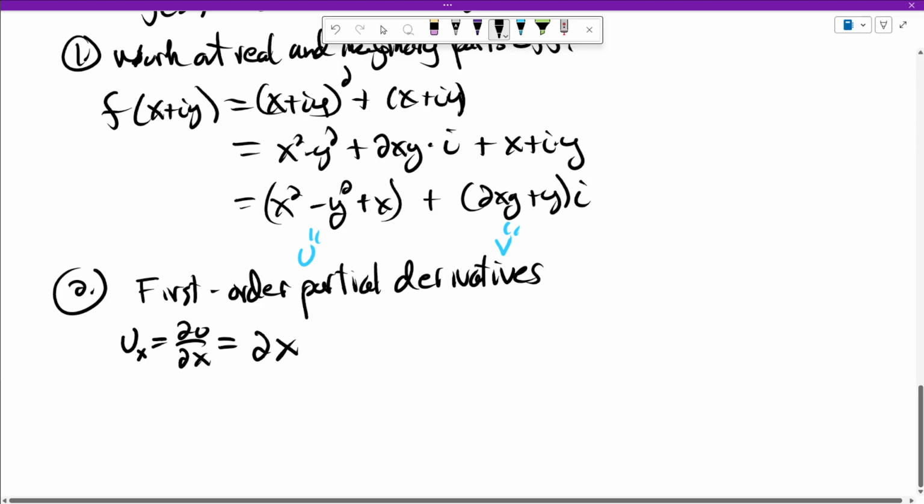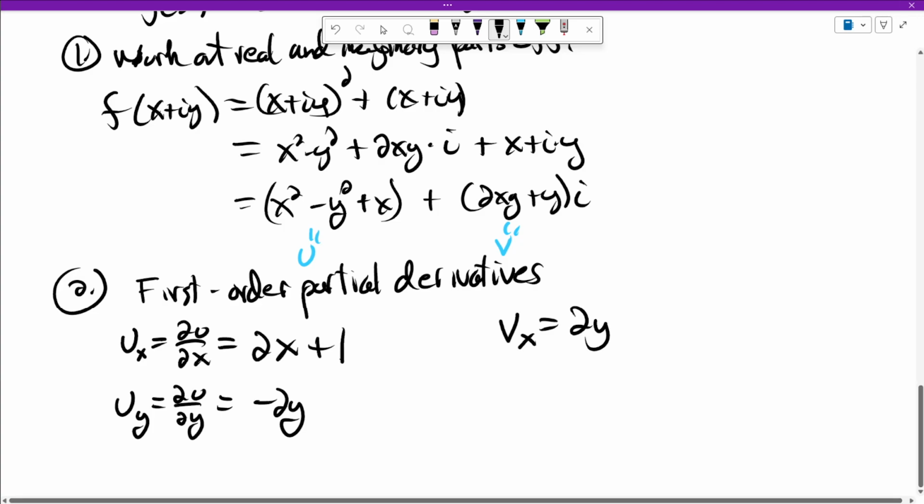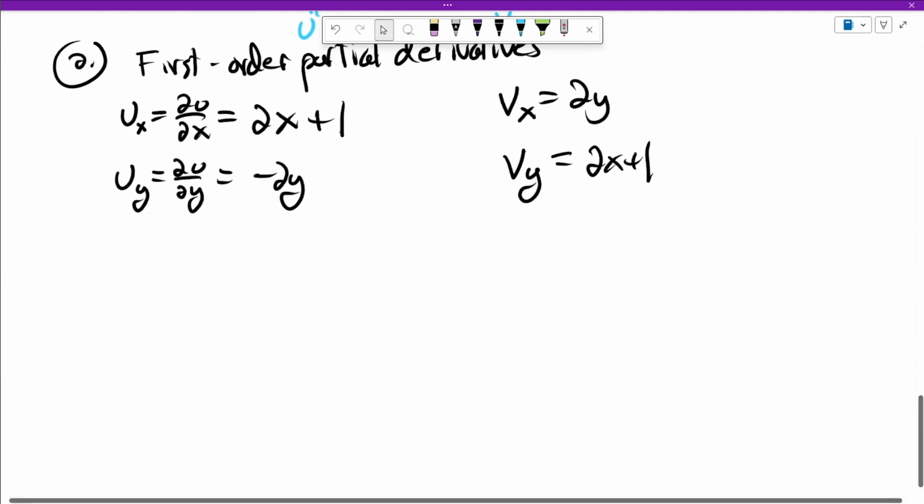And so we differentiate with respect to x. We have 2x. From that, the y squared goes away, and then x will give us a 1. And then again, u sub y is going to mean partial u, partial y. And so that's, let's see, the x terms don't matter, and then we have negative 2y from the y. And then v sub x looks like it's going to be 2y, right? Because the x goes away. And then v sub y looks like it's going to be 2x plus 1. All right, so those are our first order partial derivatives.